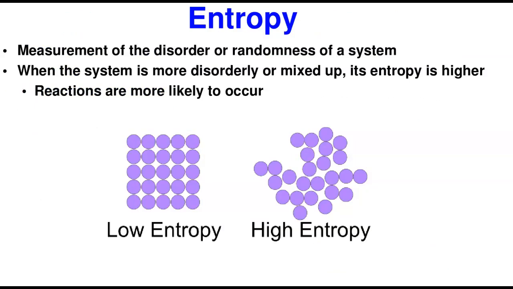Entropy. Entropy measures the degree of disorderliness of a system. Some systems are better suited when they are disorganized or random. In fact, when systems are much more disordered, their entropy is higher and reactions tend to occur in such a condition. Why is that feasible?